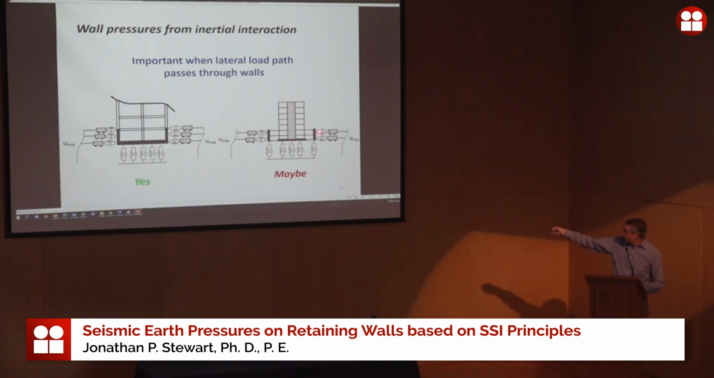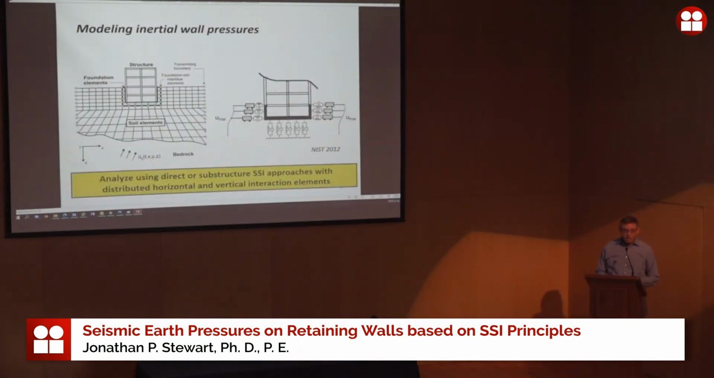If it's not connected, then these walls really don't have an inertial component. It becomes a kinematic problem. On the other hand, if there is load transfer, say through this diaphragm, then again there would be inertial contributions to those wall pressures. So how can we analyze these things?